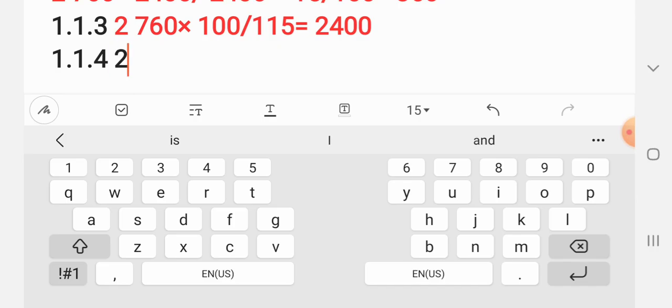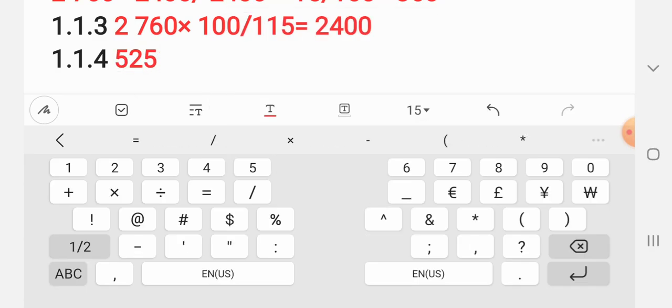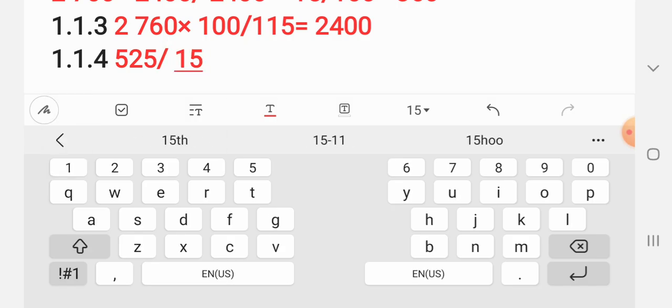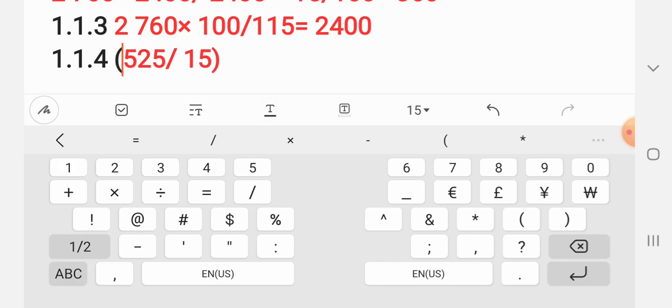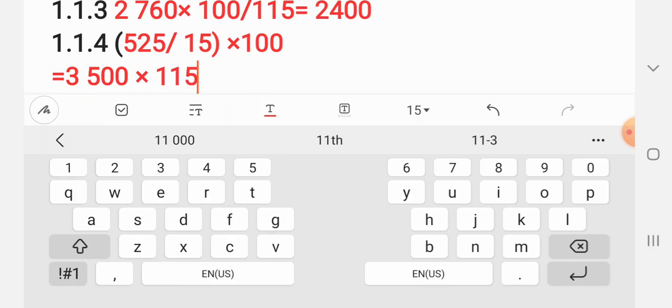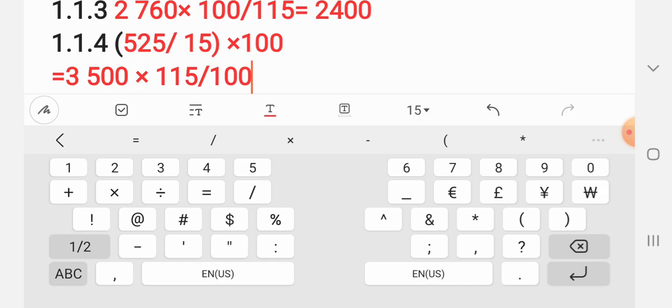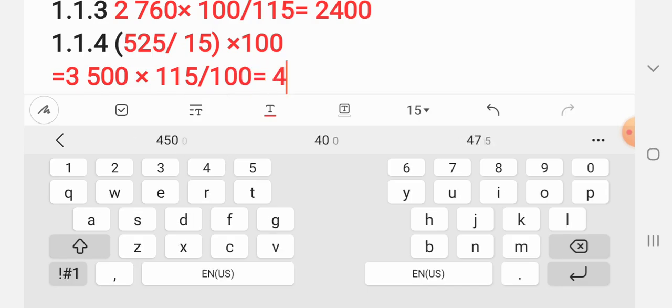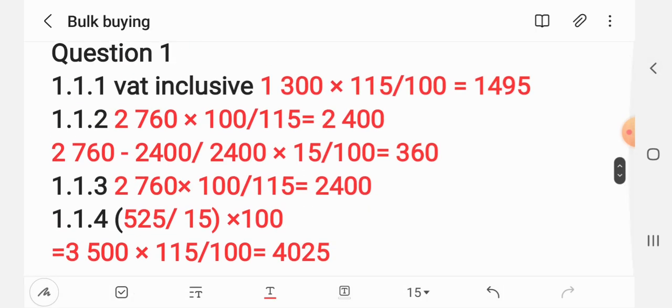The VAT amount is 525, and then we are going to divide that by 15. Let's put that inside brackets just to have a neat calculation. Multiply by 100, and that is going to give us 3,500, which is the VAT exclusive. Now to get the inclusive, which is what we're looking for, we'll multiply it by 115 and divide it by 100, and then we'll get VAT inclusive as 4,025 rands. So that is the answer.